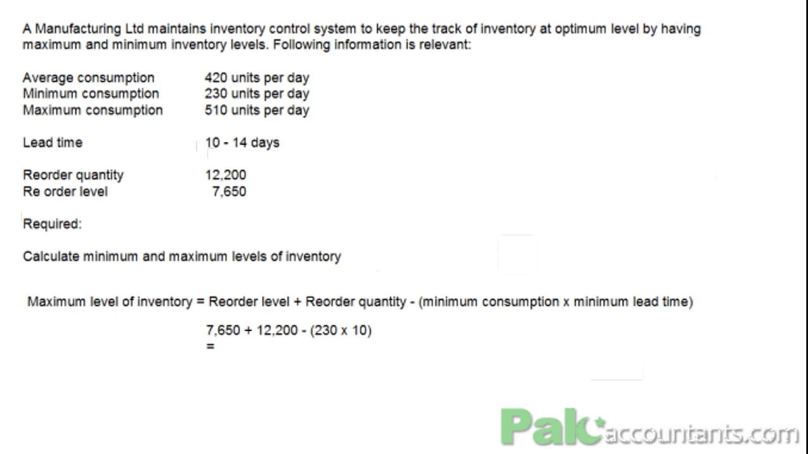That means we must not be holding more than 17,550 units at any moment in time. That means including the units that we have ordered with the supplier, not only the ones that we have in the godown, but also those that will be with us in due time.